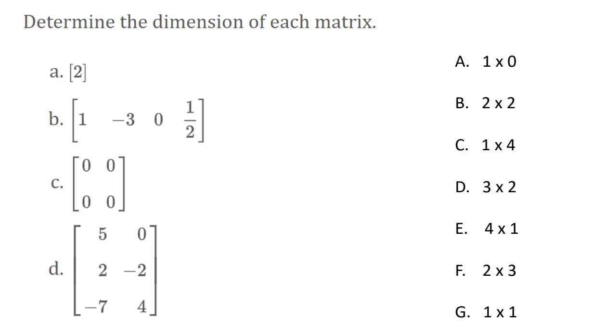So let's start with A. For A, we see we only have 1 row and 1 column. So what would the answer be for this one?